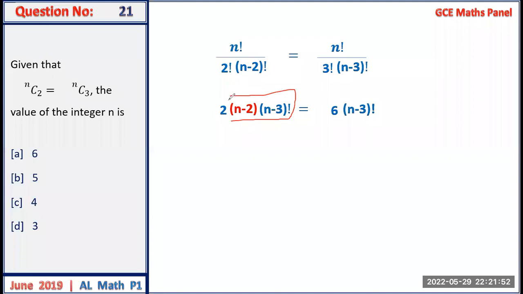Please look at this. So this n minus 2 factorial can be written as n minus 2 into n minus 3 factorial. So this n minus 3 factorial cancels out this one. We'll be left with 2n minus 4 to be equal to 6. So 2n equals 10, and n equals 5.